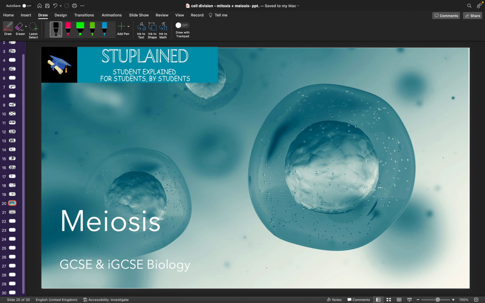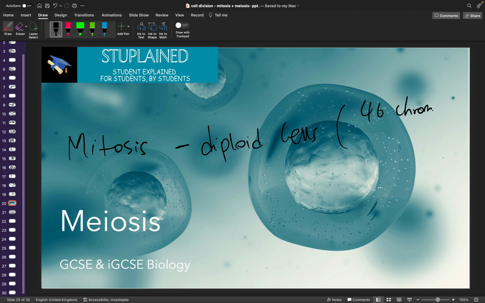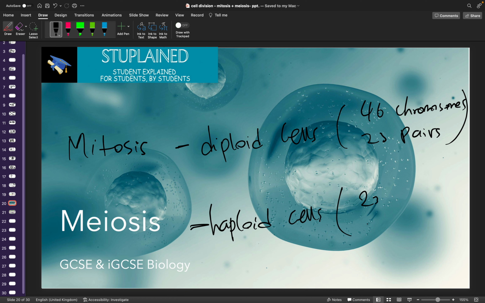Meiosis, which is part of GCSE and iGCSE Biology. Now, meiosis can be quite often confused with mitosis. Mitosis is for diploid cells. This means they have 46 chromosomes in 23 pairs. And fundamentally, meiosis is completely different. It consists of haploid cells with half the chromosomes, with 23 chromosomes, no pairs.